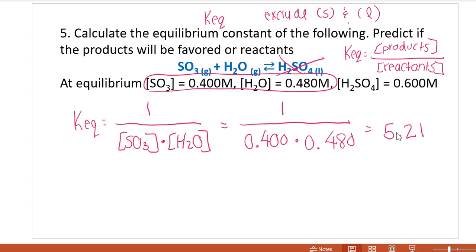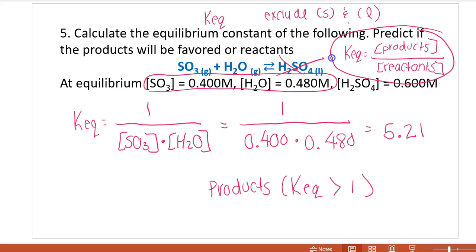Next, we need to predict if the products will be favored or the reactants. This one would be the products, and the reason that we know the products are favored is because KEQ is greater than 1. Remember, for our KEQ expression, it's products over reactants. So if you have more products, your answer is going to be greater than 1. If your numerator is bigger than the denominator, your answer is going to be greater than 1.